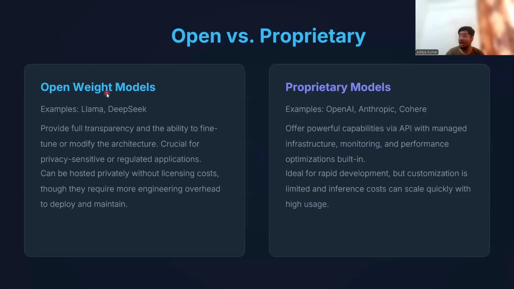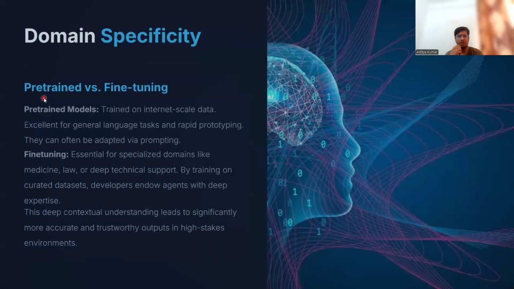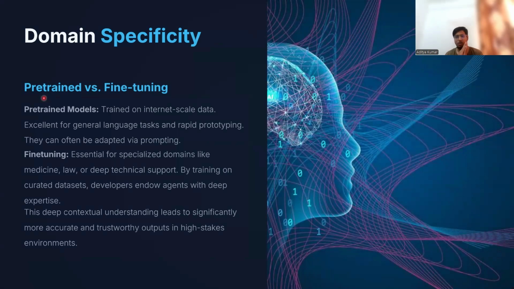What is an open weight model? I have also written it here. Open weight models are those whose weights are only available to you. You don't have the training data on which the model has been trained. And proprietary models are also called closed source models. Nothing is available to you. You can only access these models via an API call, but open weight and open source models you can download on your local system also, right? So based on the requirements of your agentic AI application, you can use open source, open weight, or proprietary models, right?